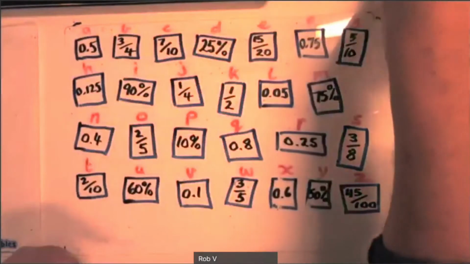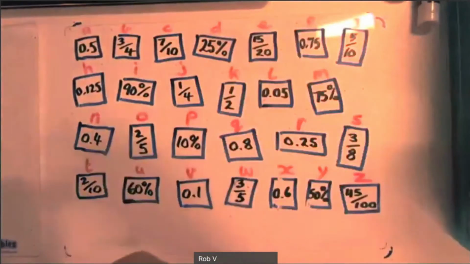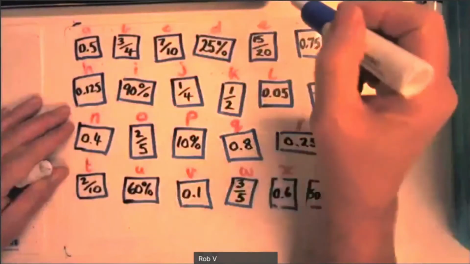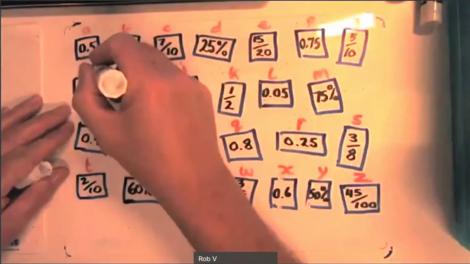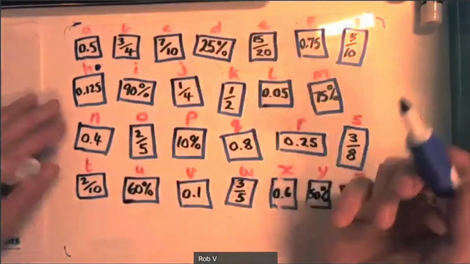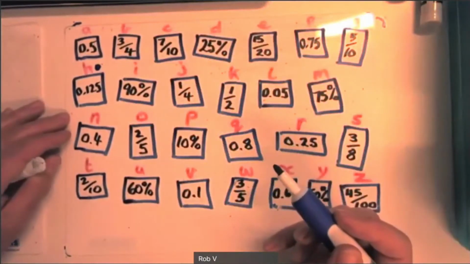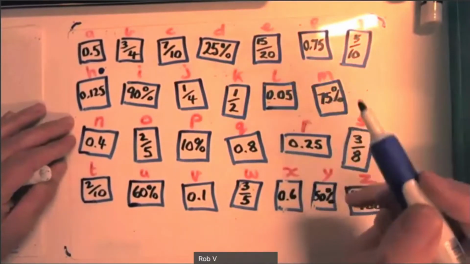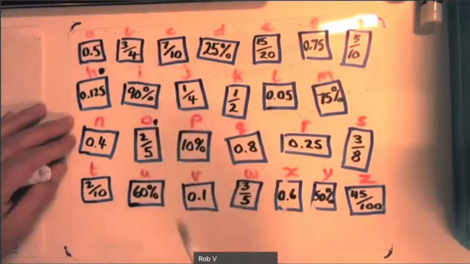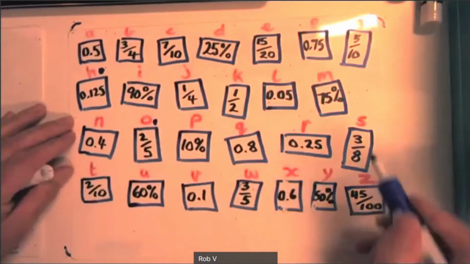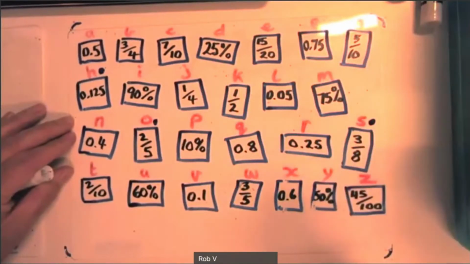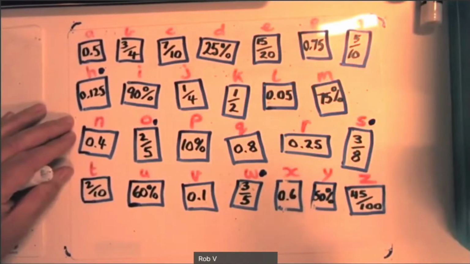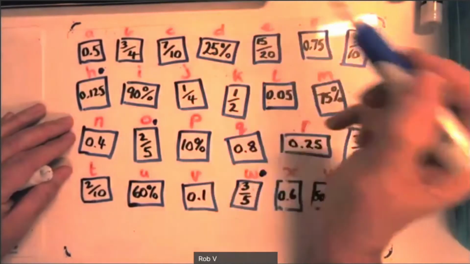There's also some cards I'm going to mark with just a blue dot next to them, that if you use these ones, I'll actually give you a bonus point. If you use H in an equation, which is 0.125, I'll give you a bonus point. If you use 2/5, I'll give you a bonus point. If you use 3/8, I'll give you a bonus point. 3/5 anywhere in your equation will get you a bonus point. Yeah, I think that'll do.